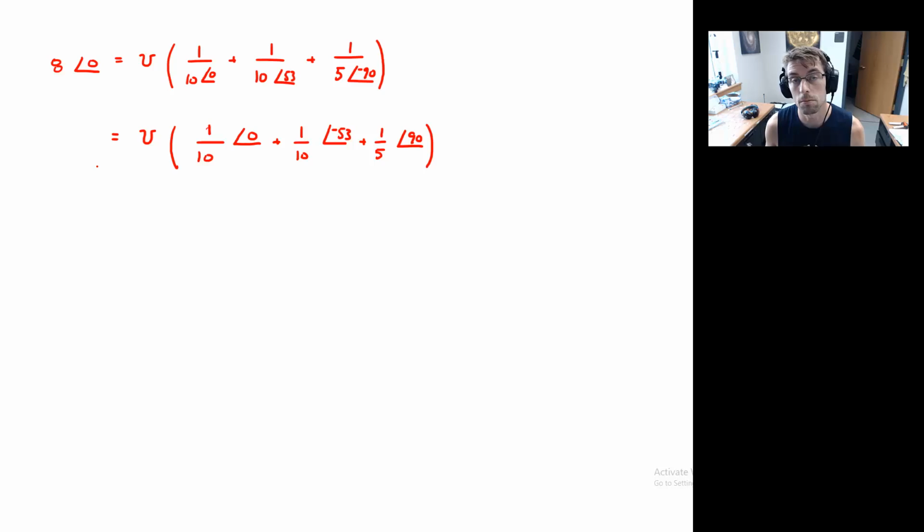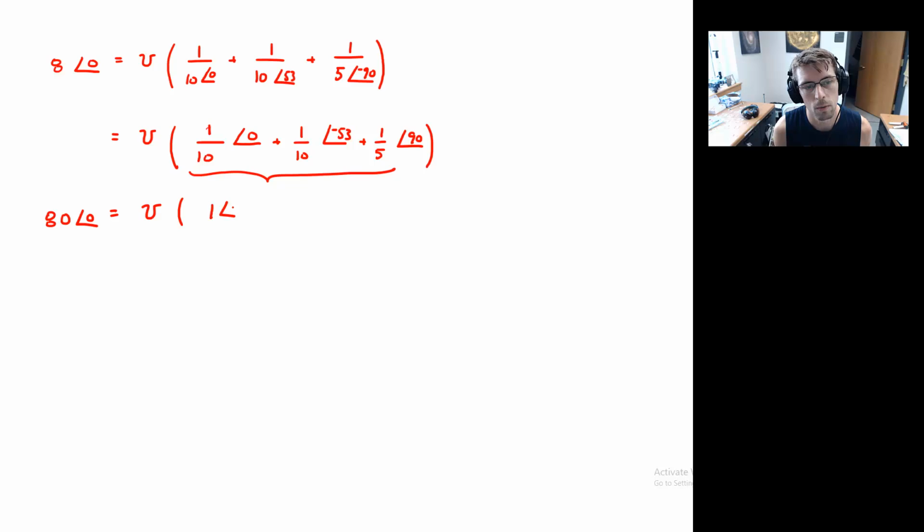Unfortunately, because I want to do the addition, I'm going to have to turn it back into reals, the Cartesian coordinates, the real and imaginary components. Let's multiply everything by 10 to get rid of that denominator. So I have 80 at angle 0 equals this V, and what I have is 1 at an angle of 0, plus 1 at an angle of negative 53, plus 2 at an angle of 90.